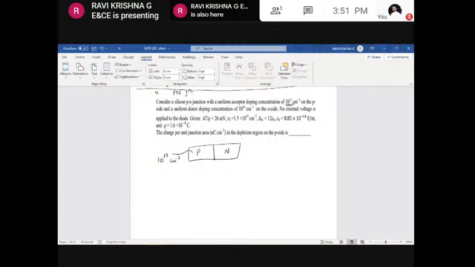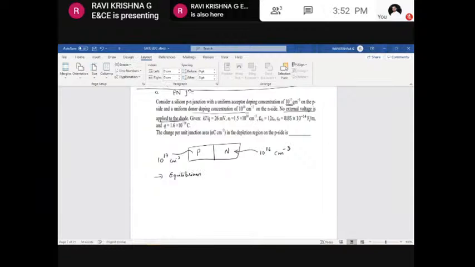Now coming to the N-type region. In the N-type region, we dope the intrinsic semiconductor with donor atoms, and the donor doping concentration is given as 10 power 16 donor atoms per cubic centimeter. Here it is also given that no external voltage is applied to the diode, that is, we have to consider the equilibrium condition.